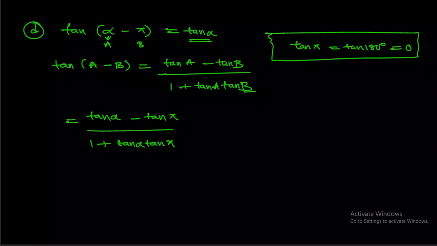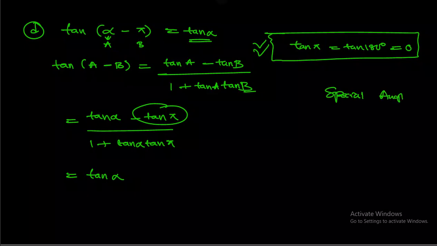So what you are going to see here is that whenever there is tan pi, we are just going to say 0. So on top, we're going to have tan alpha minus, this is 0 according to this special angle. For you who are hearing special angle for the first time, these are angles which we can just find without using a calculator.